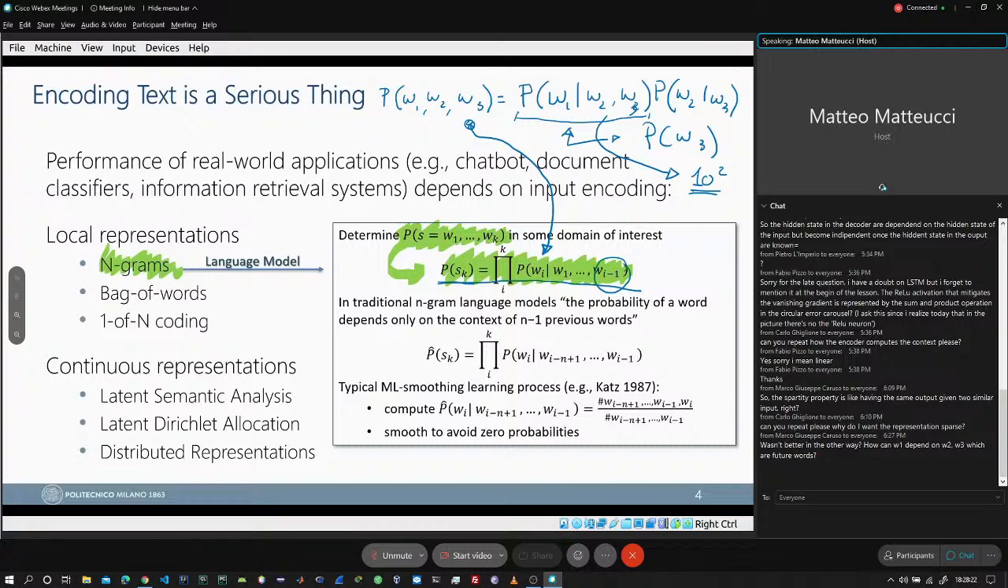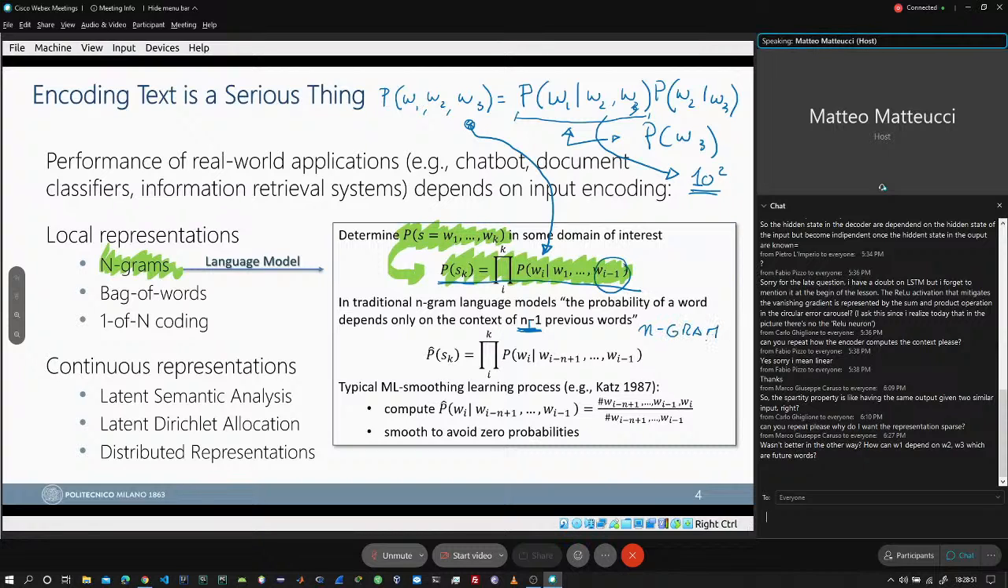Since having a history of words which is too big is a problem, usually what you do is memorize only the previous n minus 1 words. These n minus 1 words go under the term of n-gram.